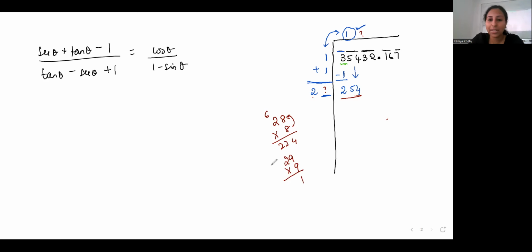So 9 nines are 81. 9 twos are 18, and 18 plus 8 will become 26. So this is not possible because this number became greater than 254. So I will put 8 here, 8 here. I get 224. What is the difference here?